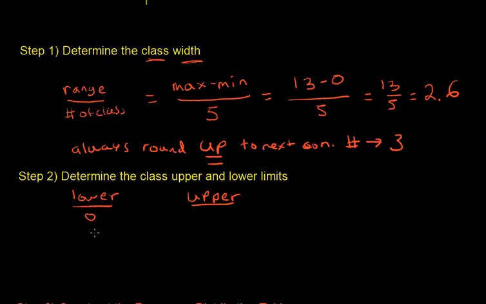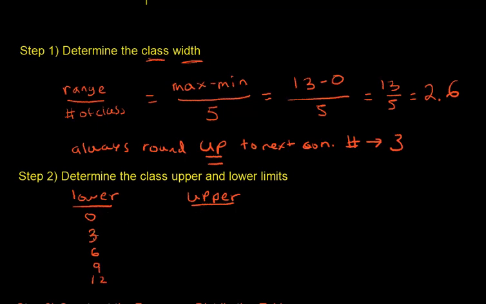Now, for lower limits, we'll start at 0, which is our min. So always start with the smallest number, and then the next lower limit is going to be this lower limit plus the class width that you determined. Okay, so 0 plus 3 is 3. 3 plus 3 is 6. 6 plus 3 is 9. 9 plus 3 is 12, and that's all I need. 1, 2, 3, 4, 5, right? I have 5 classes, so I stop there with 5 lower limits.